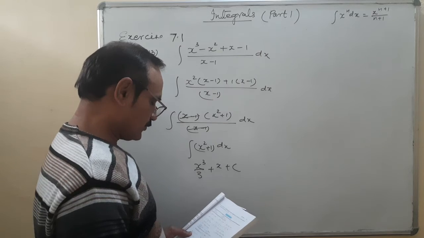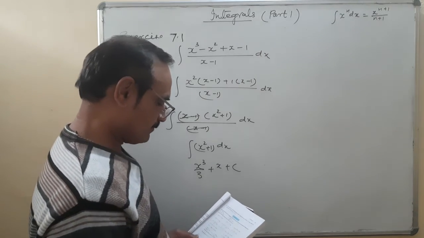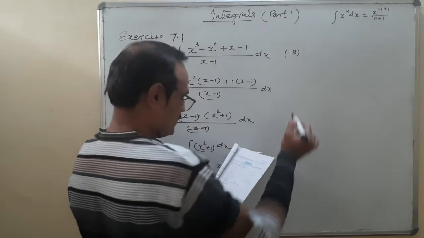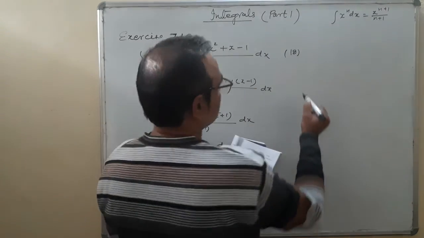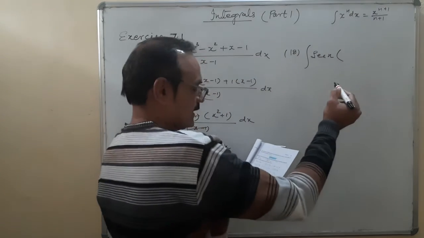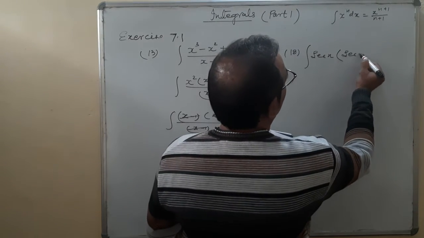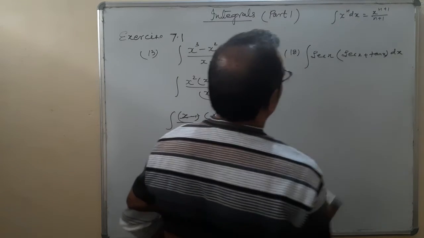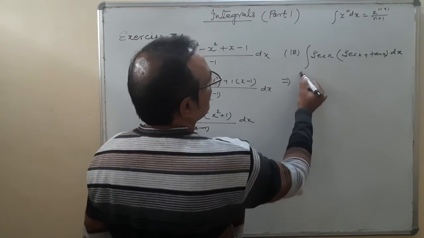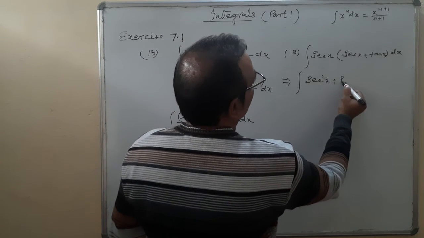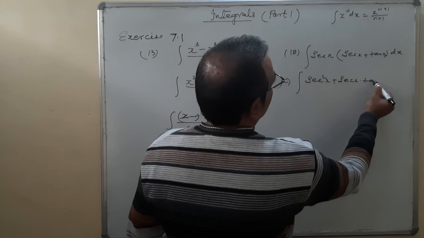Now coming to question number 18. Integral of (sec x plus tan x) sec x dx. How to solve this question? It becomes sec square x plus sec x into tan x.